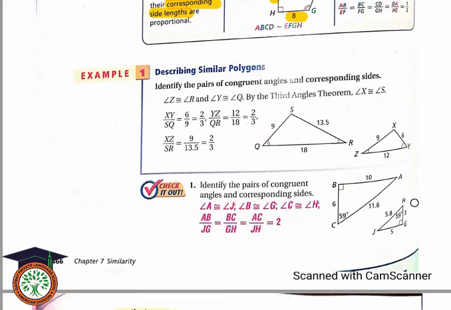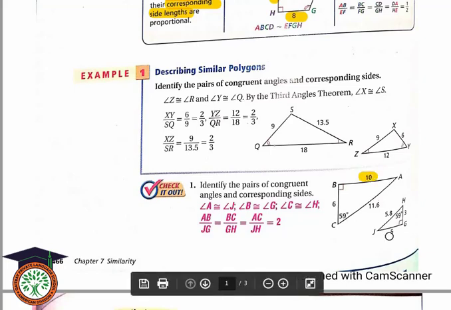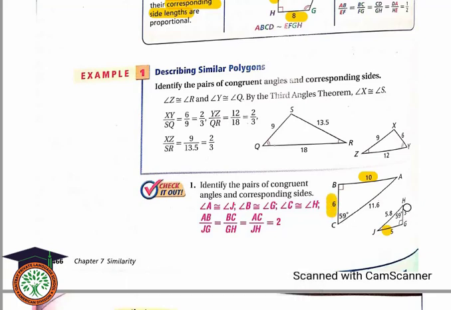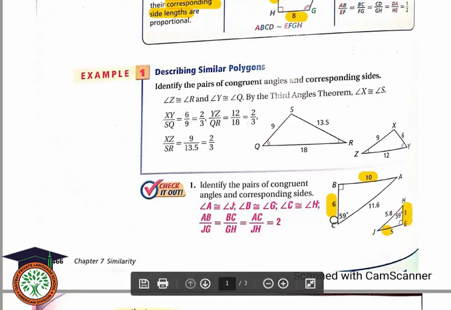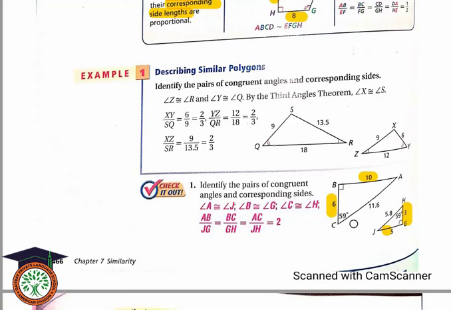Let's find the side lengths, whether they are proportional or not. First side, AB, equals how many? 10. And the corresponding side, GJ, equals 5. So 10 over 5 equals 2. Second corresponding side, BC and HG. BC equals 6 and HG equals 3. So 6 divided by 3 equals 2. The third one, AC corresponding to GH: 11.6 divided by 5.8.